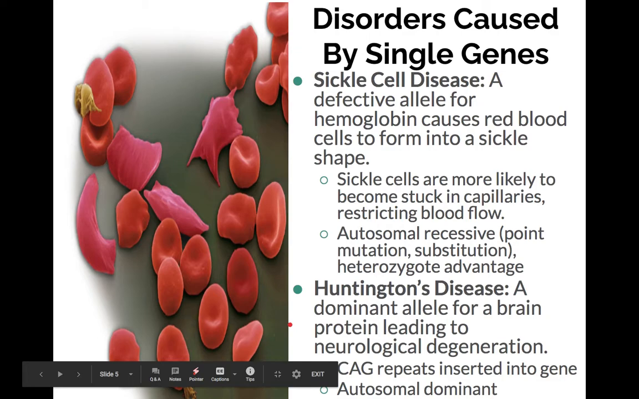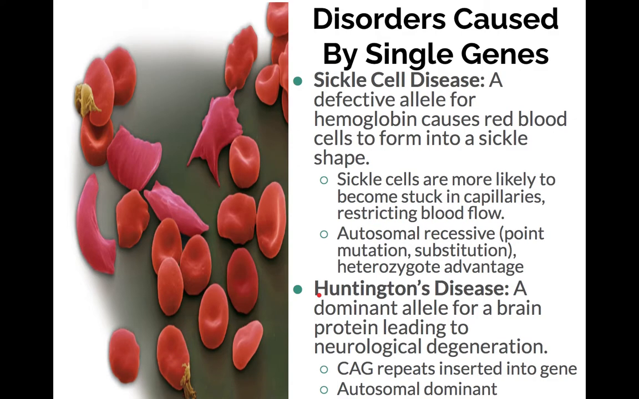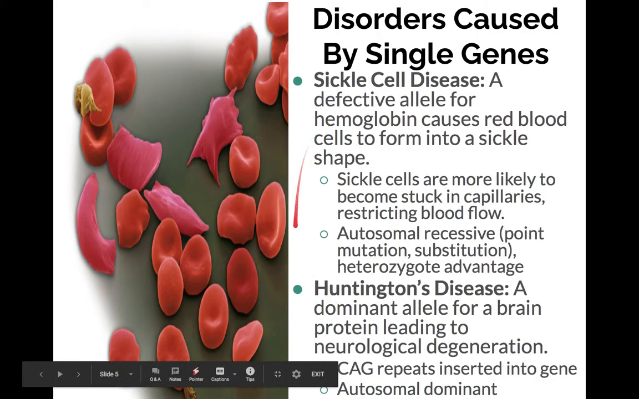So here are a couple examples. This is some extra information. You don't need to memorize this, but just some examples that are caused by single genes. Sickle cell and Huntington's, both are caused by single gene mutations. So if you'd like to read more on that, please feel free.